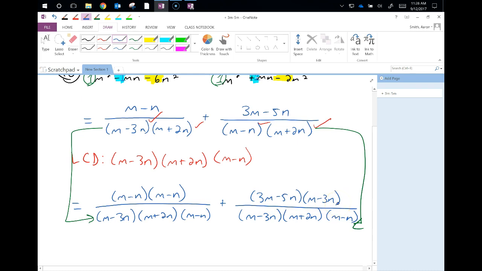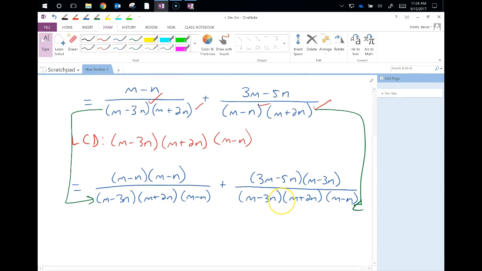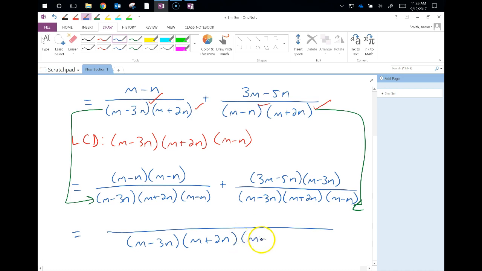Remember in class I said that if you were to cancel top and bottom here, you would see that you start with exactly what you began with, which is something we don't want to do because we'd be working in circles, but that's the idea, to check your work. Alright, now these have the same denominator, so I can put these all over one big (m minus 3n)(m plus 2n)(m minus n). Okay, FOIL here.